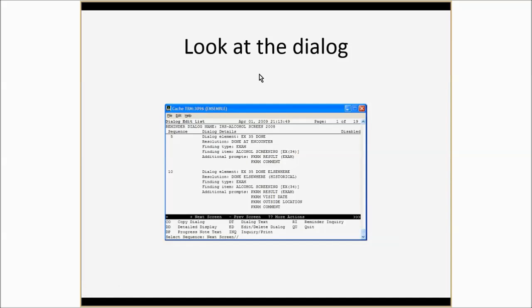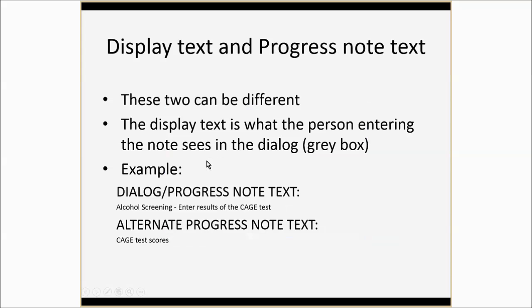So let's look at a dialog, and here's a dialog, and it has an exam element and another element called done elsewhere, or alcohol screening. So there's a display text and there's a group note text. These can be different. The display text is what the person entering the note sees. It's in the gray box. So this is what gets presented to the provider while they're answering a reminder or entering information in their notes.